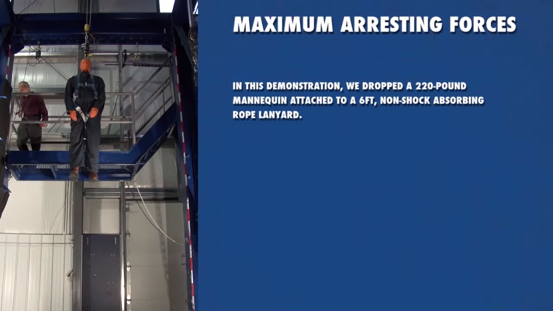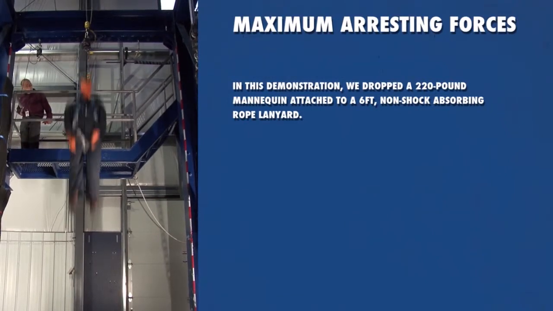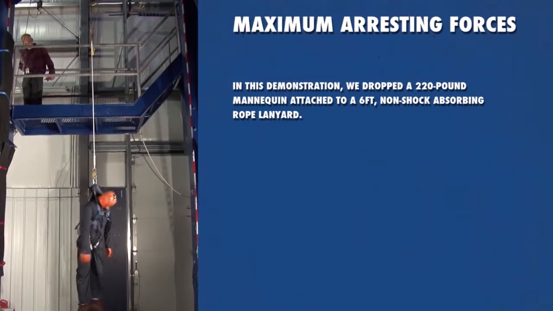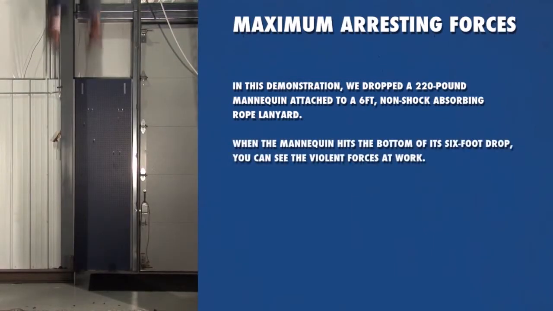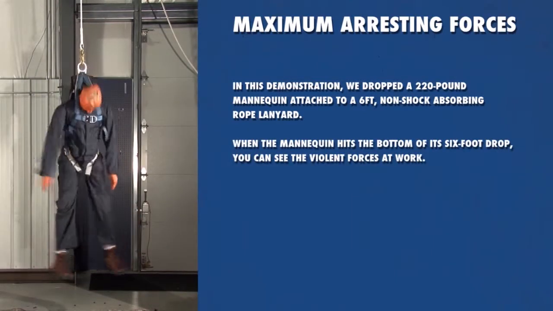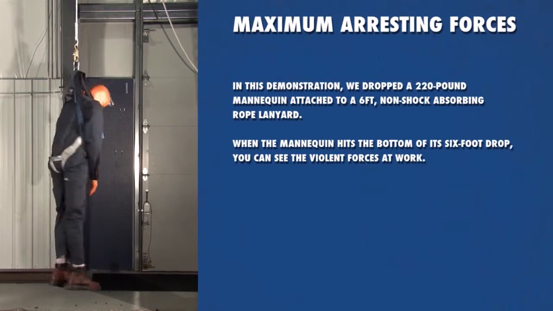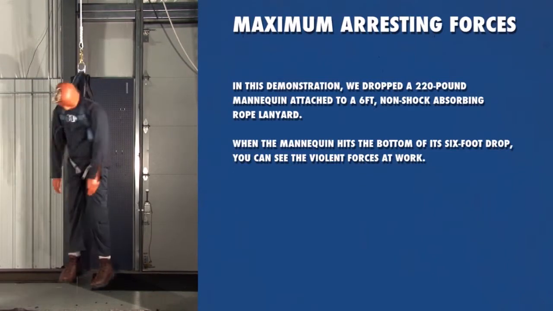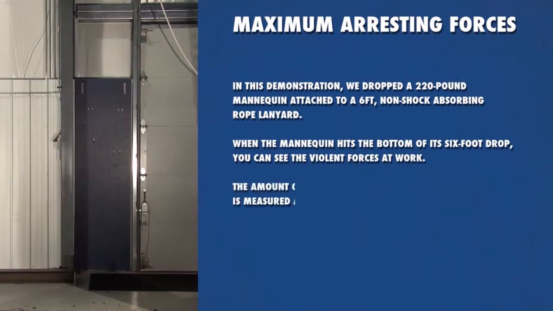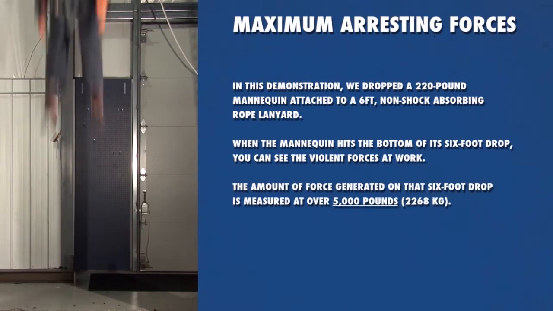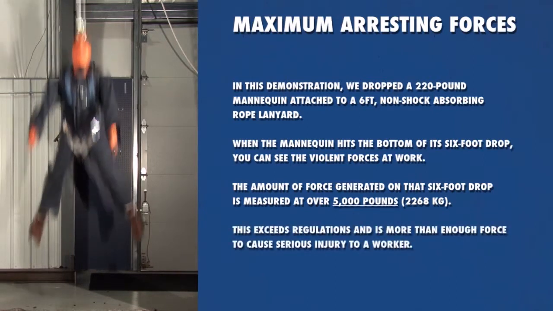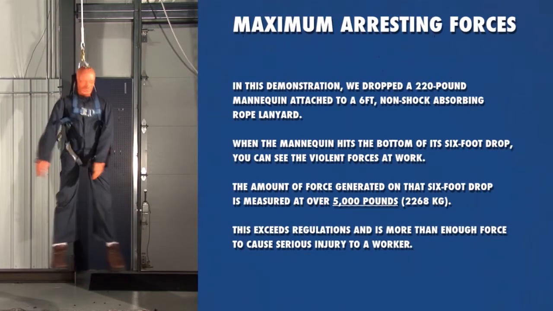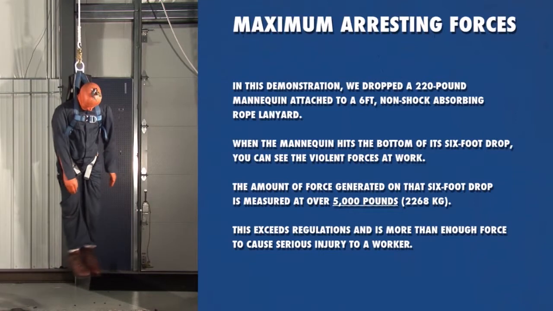In this demonstration, we dropped a 220-pound mannequin attached to a 6-foot, non-shock absorbing rope lanyard. When the mannequin hits the bottom of its 6-foot drop, you can see the violent forces at work. Let's take another look in slow motion. The amount of force generated on that 6-foot drop is measured at over 5,000 pounds. This exceeds regulations and is more than enough force to cause serious injury to a worker.